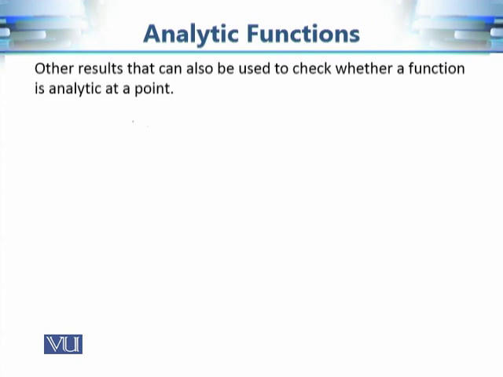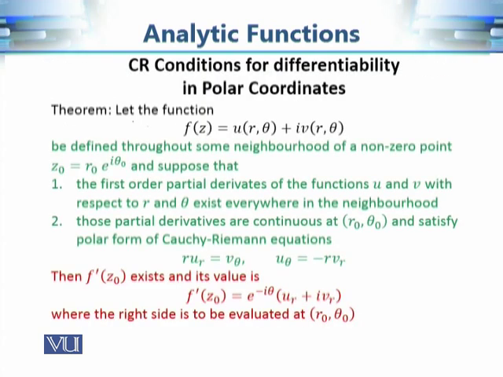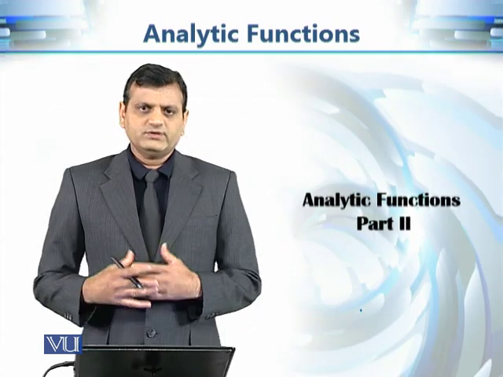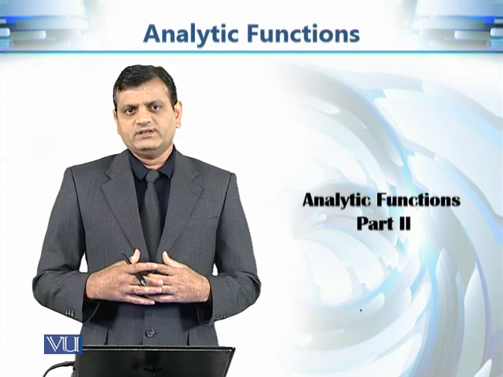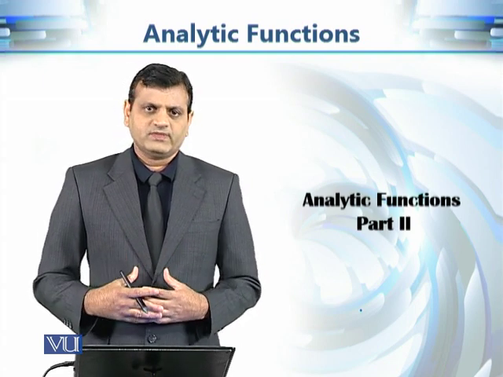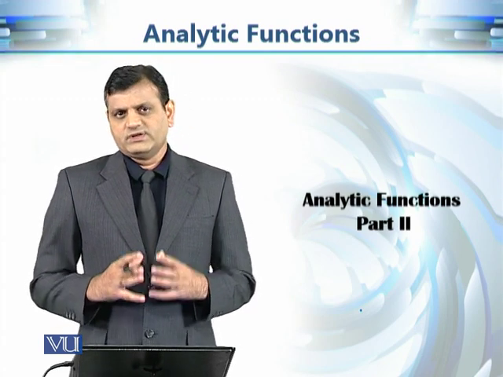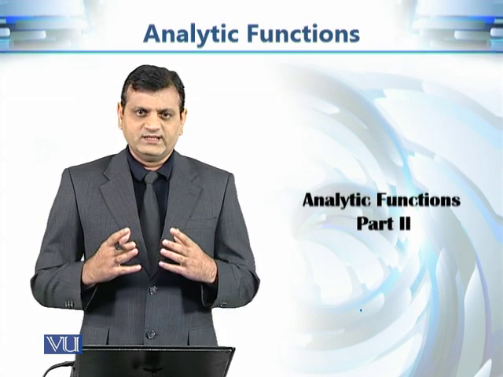Now, there are also some other results that can be used to check whether a function is analytic at a point or not, for example, the polar version of these CR conditions. We have discussed this when we were discussing the Cauchy-Riemann equations and their polar version. So we can also use these conditions to check the differentiability in some neighborhood of a point. In this discussion, we have seen some criteria that can be used to check whether a function is analytic at a point or not. In our further discussion, we will see some consequences of this condition of analytic functions.